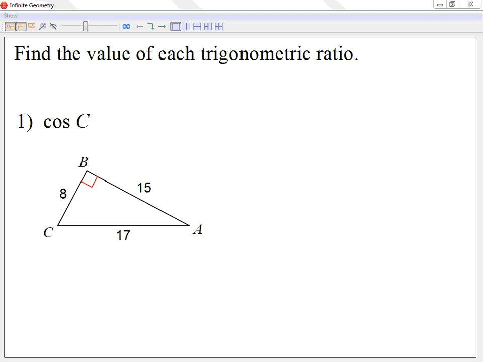All right, guys, so let's review for our test tomorrow. There's 10 questions on the test. So the first section says find the value of each trigonometric ratio. Ratio is just the fancy word for saying fraction.